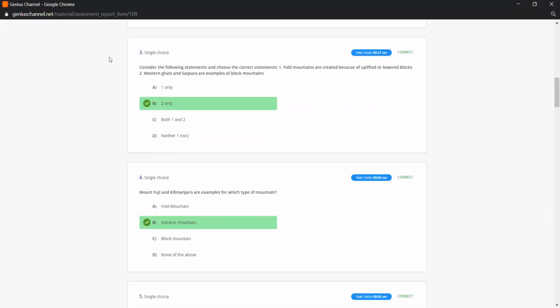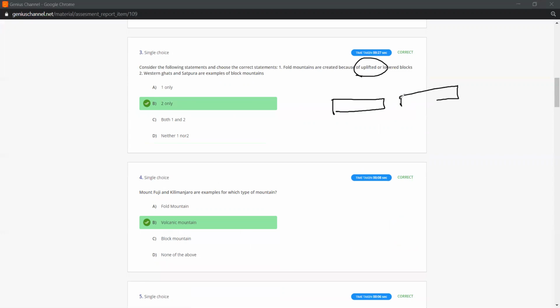Consider the following statements. Choose this one. Fold mountains are created by upliftment. That is wrong, because fold mountains are created because of the collision of two plates. Two plates have to come together, and that is why they are created. Upliftment will be the creation of block mountains.